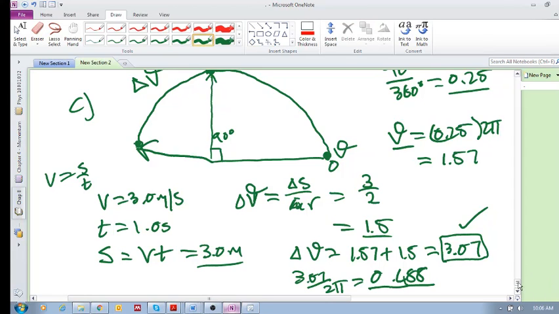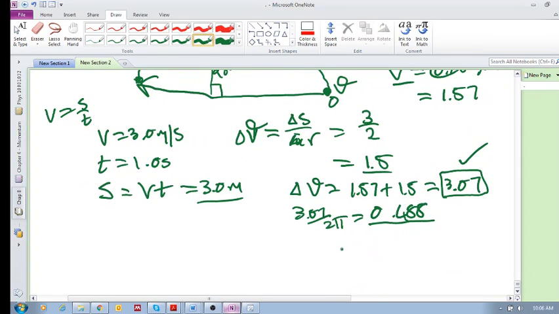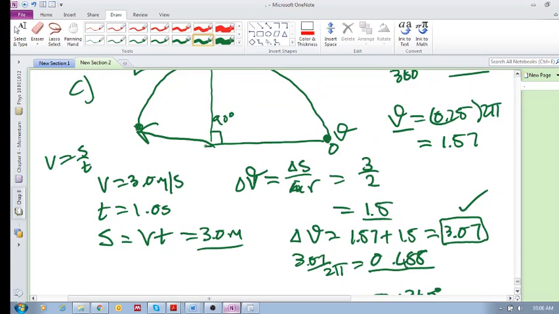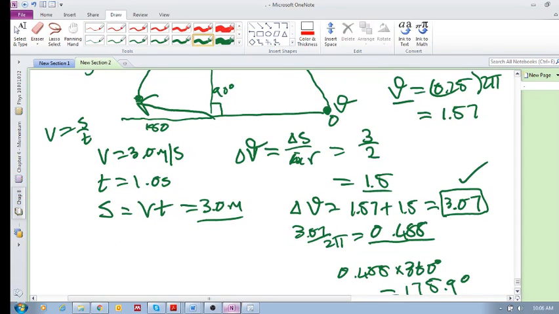And now, if I multiply this 0.488 by 360, I get 175.9 degrees, which you will agree, it all makes sense. If that is 180, then if I'm just short of that, I'm going to get 175.9. So all of these are different ways of looking at this.